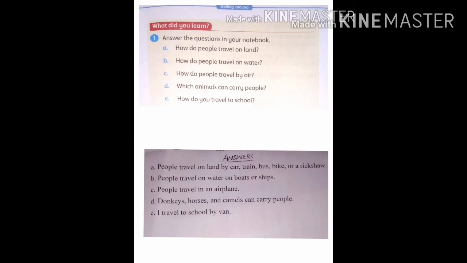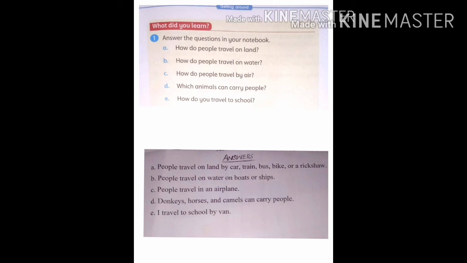What did you learn? 1. Answer the questions in your notebook. Question number A is, how did people travel on land? And the answer is, people travel on land by car, train, bus, bike or a rickshaw. Question number B, how do people travel on water? People travel on water, on boats or ships.